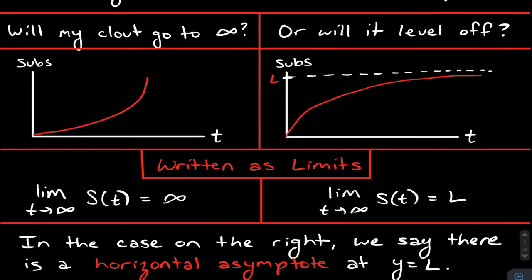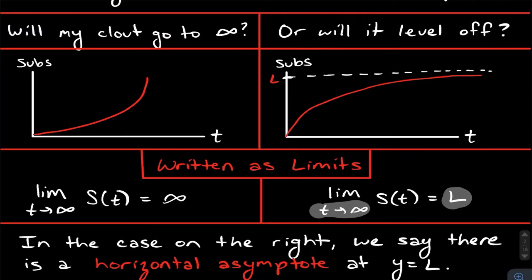Now, if you write this as a limit, for the one on the left, you can see that this curve is going to infinity. So we say that as time goes to infinity, this curve, S of t, is going to go to infinity in the y direction. On the right-hand side, where we have a horizontal asymptote at y equals L, as time goes to infinity, this curve, S of t, is going to get closer and closer to L.